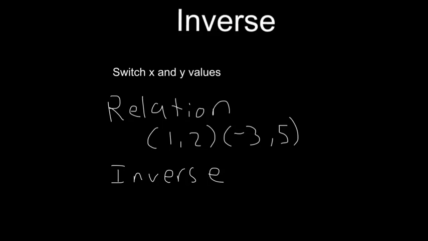Sorry, I forgot one last thing. Inverses, real quick. If you have a relation with your ordered pairs, so here we have (1, 2) and (-3, 5). The inverse is just switching the x and y values. So if we wanted to graph our inverse here, instead of (1, 2), we now put (2, 1). Instead of (-3, 5), now we put (5, -3). So all inverse is doing is it's switching our x and our y values. Okay, thanks.